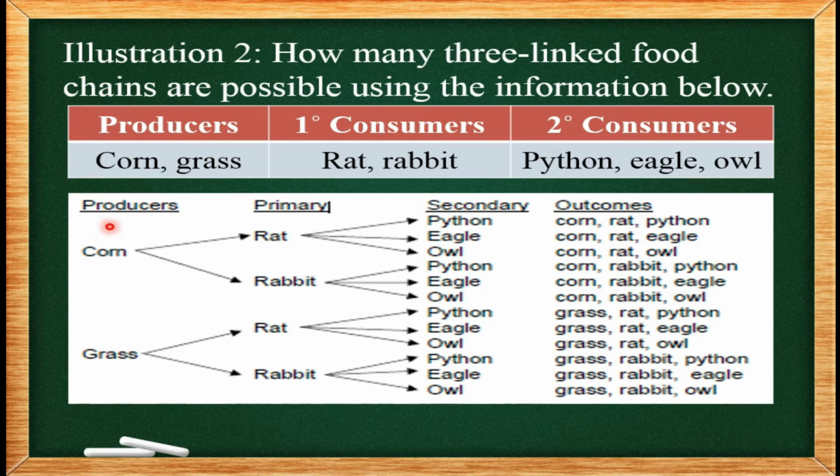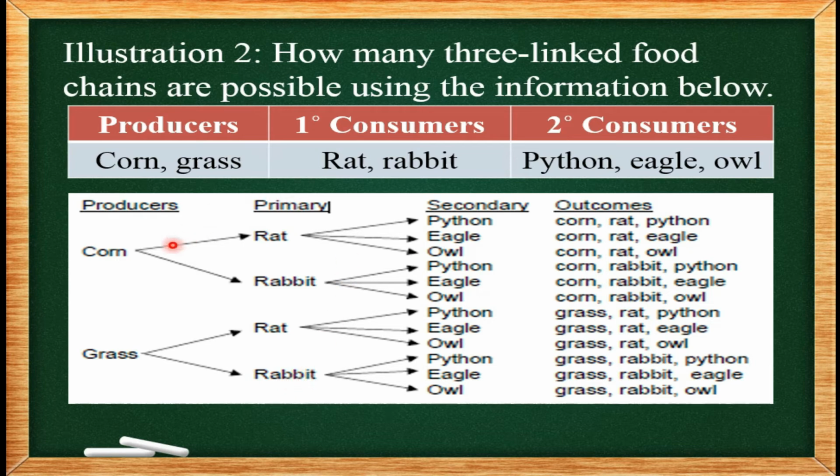You put down your producers, corn and grass, then your primary consumers. The corn could be eaten by the rat or the rabbit. Same thing with the grass. Could be eaten by the rat or the rabbit. Then the rat could be eaten by the python, the eagle, or the owl. The rabbit could be eaten by the python, eagle, owl. Then the rat here, same thing, python, eagle, owl, eating it. Then the rabbit, where the python, eagle, and owl would feed on it.